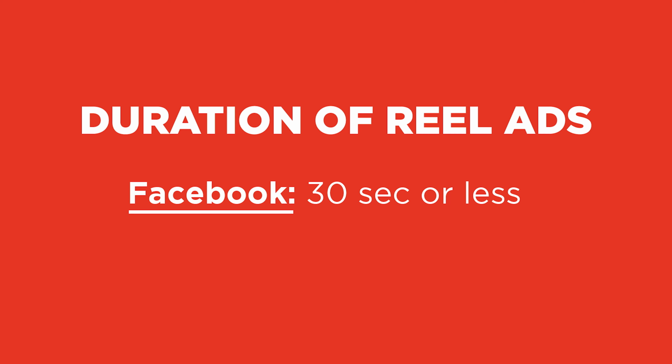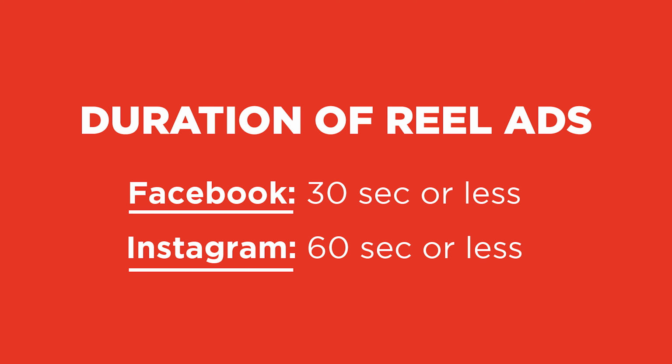If you want to run Reels ads on the Facebook platform at the time of this recording, you have to run them in 30 seconds or less. Now for Instagram, they are allowing 60 seconds or less. You can run a longer ad on Instagram. So to make this easy, you can just create an ad that's 30 seconds or less, and you can run them on both at the same time.